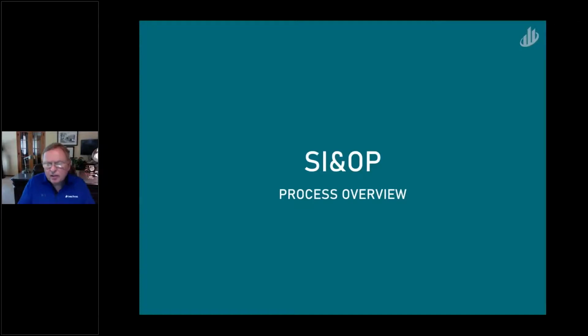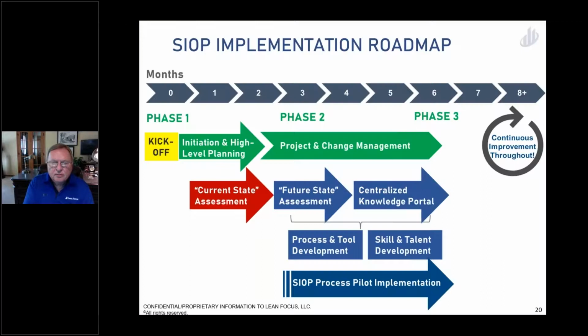So with that, let's talk about the process and how it all goes together. When we think about an implementation roadmap, you have to start somewhere. This is very similar to any lean approach we use: you kick off, do some invitations and initiation and high-level planning. As part of that process, you're trying to figure out where you're at today, where you want to be in the future, and what you have to do to get there.